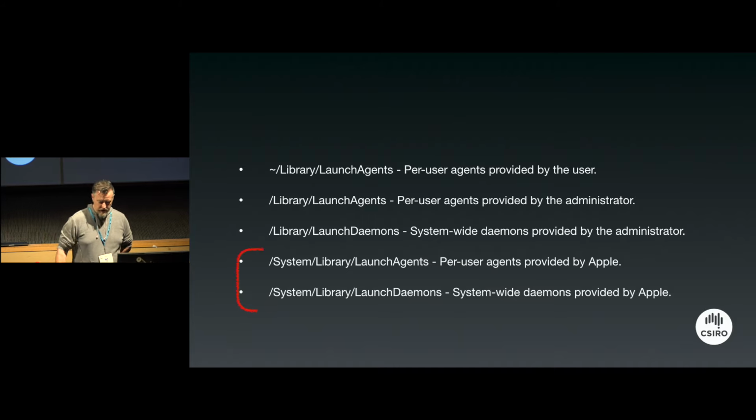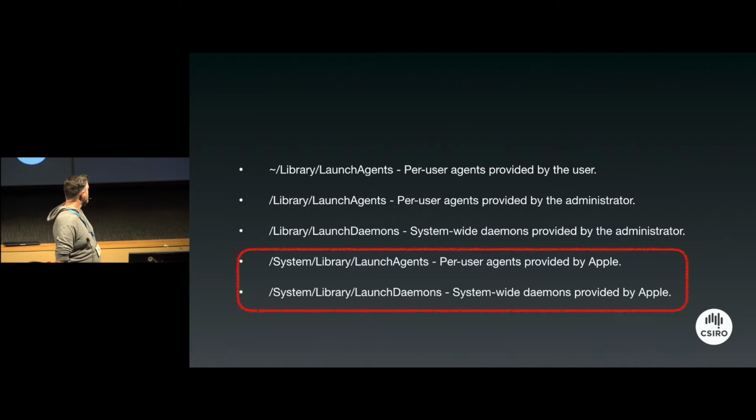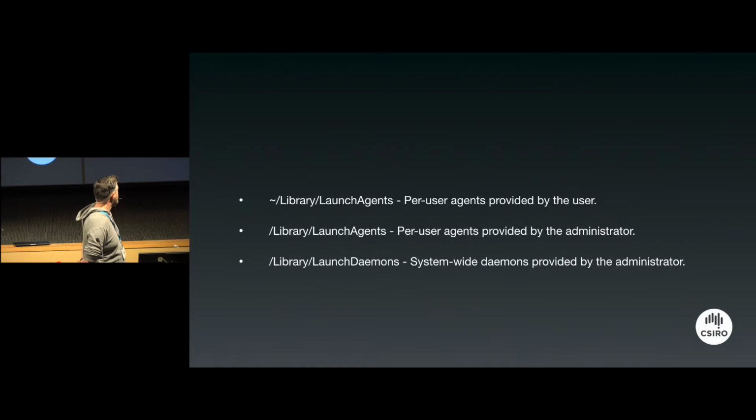So essentially from the outset, we can ignore these two: system library launch agents and system library launch daemons. Don't go there, dragons live there, they'll bite you, there's lots of fire and pain. So we only want to have a look pretty much at these ones: library launch agents in the users folder, launch agents in the library launch agents folder, and library launch daemons. And we'll have a chat about what these do.